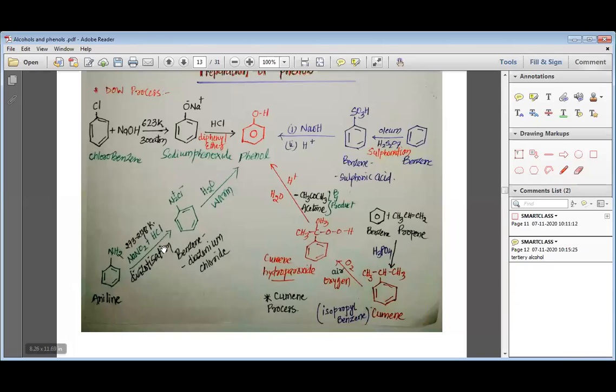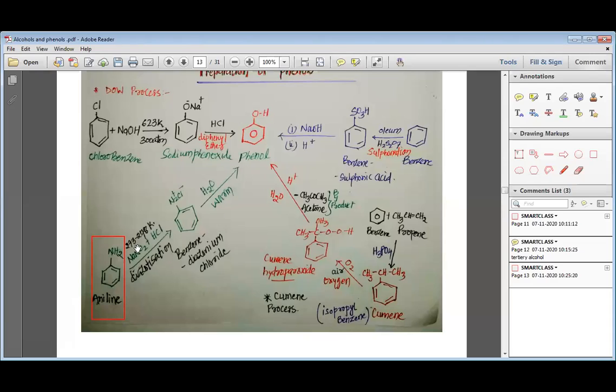We know that when aniline is allowed to react with sodium nitrite and HCl at 0 to 5 degree centigrade temperature, diazotization takes place. So due to diazotization, we get benzene diazonium chloride. This benzene diazonium chloride, when it is warmed with water, we get phenol.